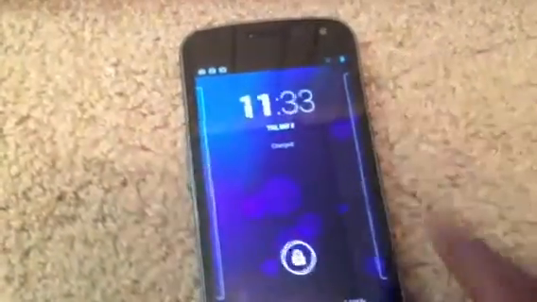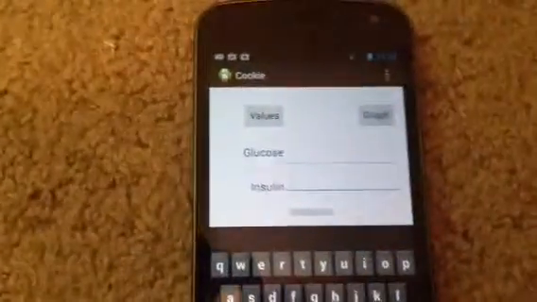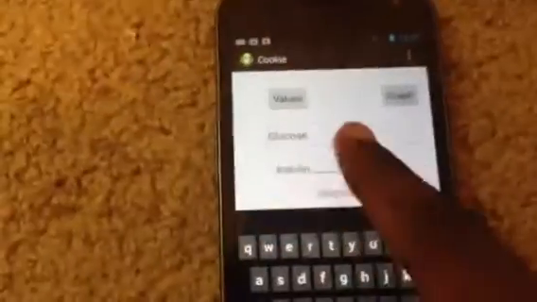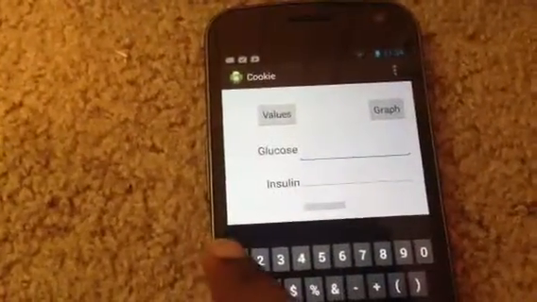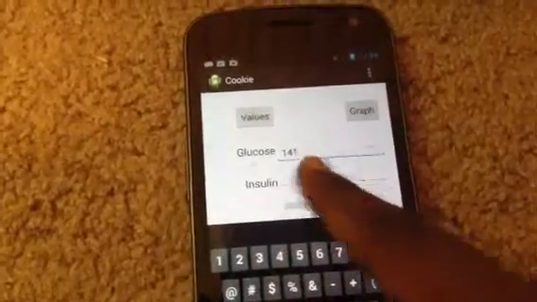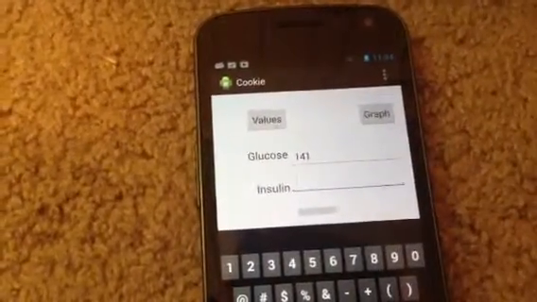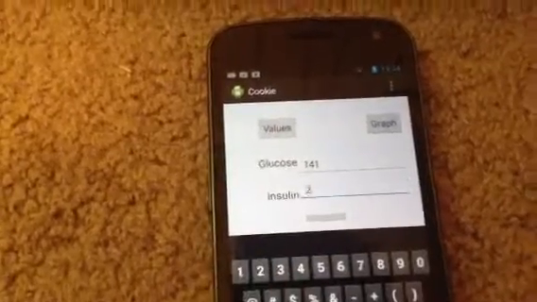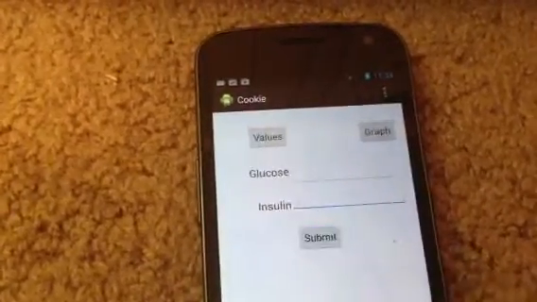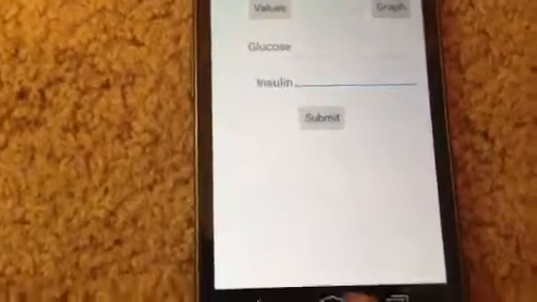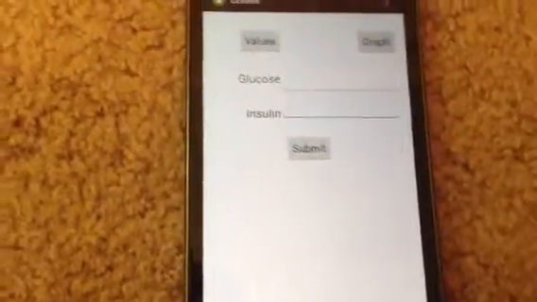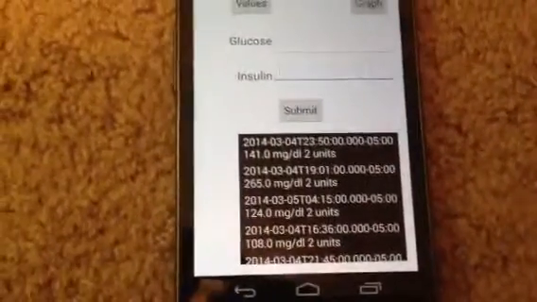Now these values can be entered from the mobile interface also. So let's just look at how that can be done. So this is the basic screen of Cookie. So for example, let's say that the glucose level is 141 and the insulin intake was say 2 units of insulin. Now we submit this and we see a toast message there which indicates to the user that maybe the level was high or low.